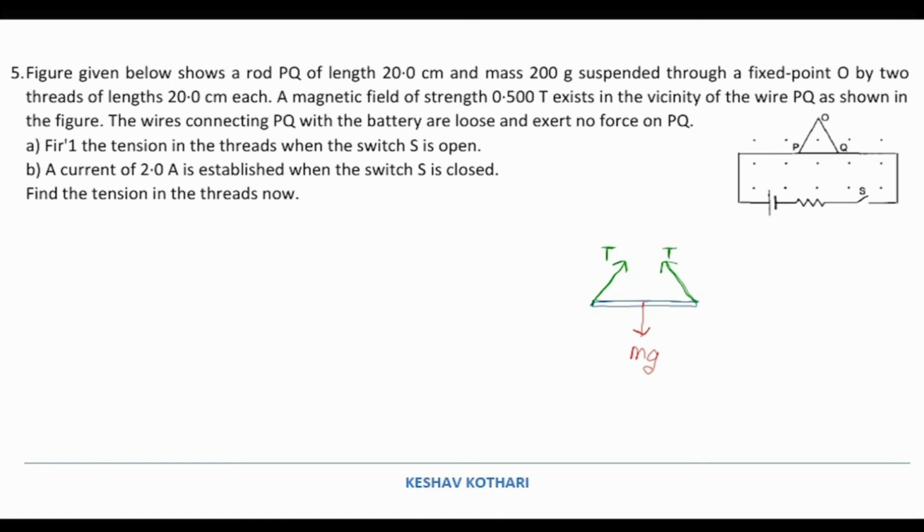Now since it is an equilateral triangle, that is each side is 20 centimeter, each angle is 60 degree, and hence this can be 30 and this can be 30, by drawing an angle bisector line by symmetry. So this thread is making an angle of 30 degree with the vertical, and so is this thread. So if we break the component of the thread in the perpendicular direction, that is the y-axis direction, we get T cos 30, and over here also we get T cos 30.